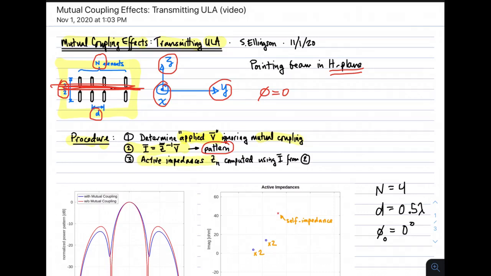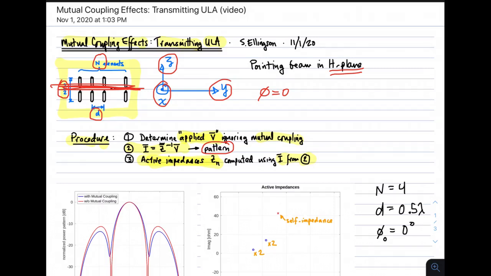Finally, we'll examine the active impedances. Once again, these are the impedances, the ratio of voltage to current at each one of the terminals. We know those active impedances will vary as a function of pointing because the currents will vary as a function of pointing, and the active impedances depend on those currents. So we'll use the currents that we determine from step 2 to compute the active impedances, and that will give us an indication of how much difficulty we're going to have doing impedance matching here.